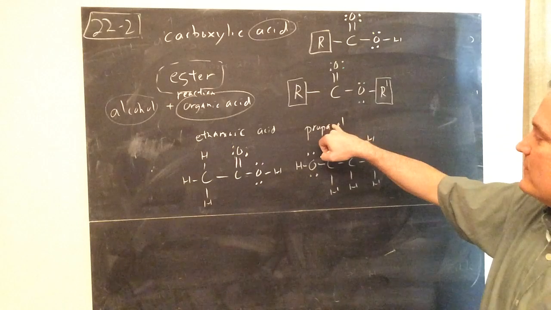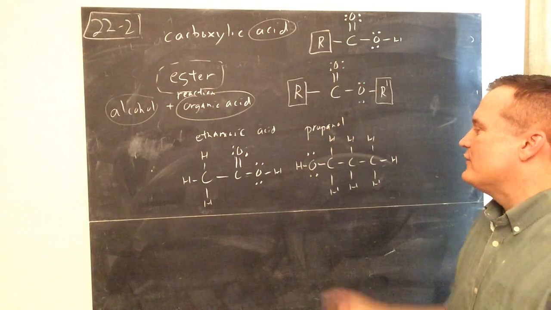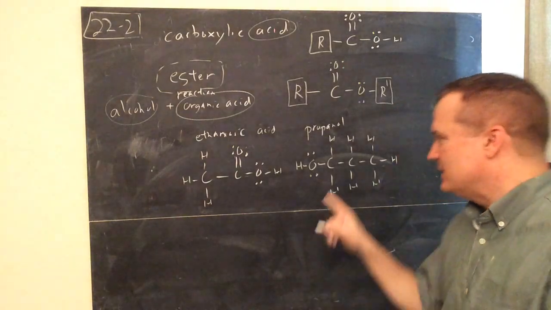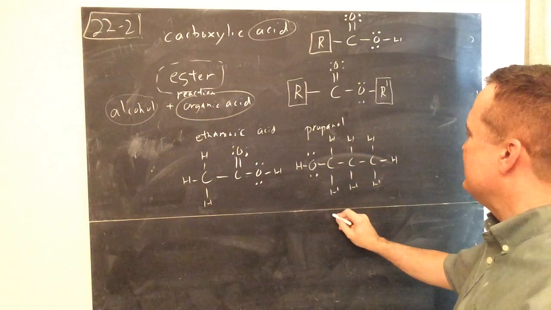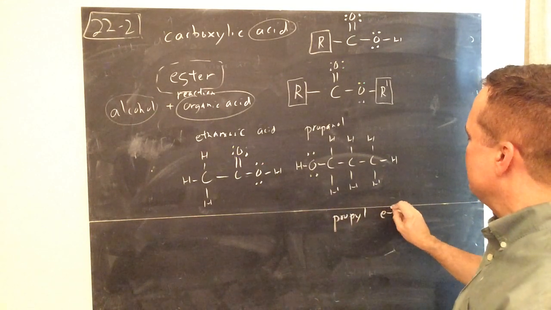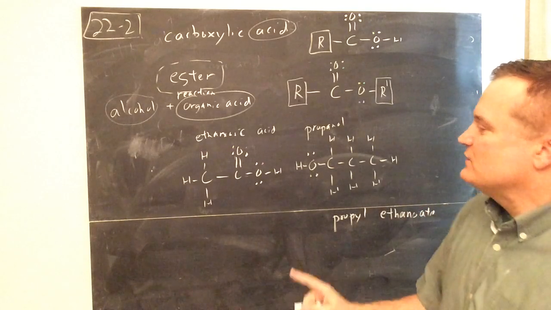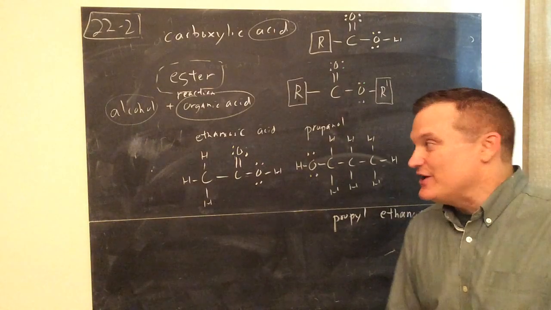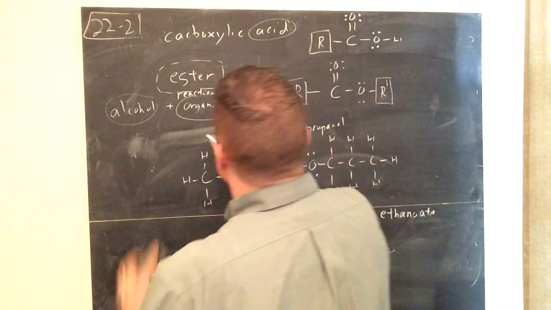It didn't give you a number. You didn't call it 2-propanol. So if we just call it propanol, you would assume the OH is on the first carbon. Okay, and you want to make what's called propyl ethanoate. So here's what happens, and it actually is pretty easy to know. You take the organic acid, I don't know if you can read that messiness.